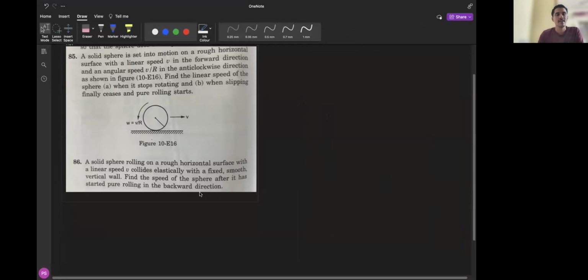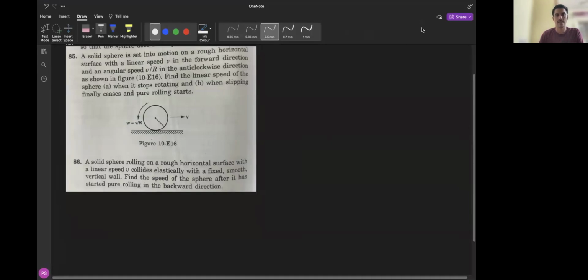Now listen. See the 85th question, which is there in HC Verma actually. A solid sphere is set into motion on a rough horizontal surface with a linear speed v in the forward direction and an angular speed v by r in the anti-clockwise direction, as is shown in the figure. Find (a) the linear speed of the sphere when it stops rotating, and (b) when slipping finally ceases and pure rolling starts. So this is an interesting question.